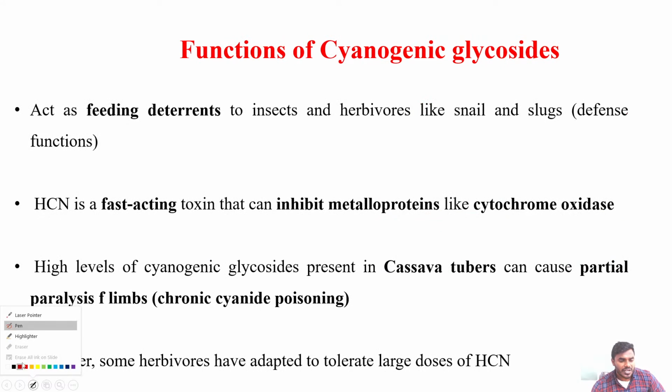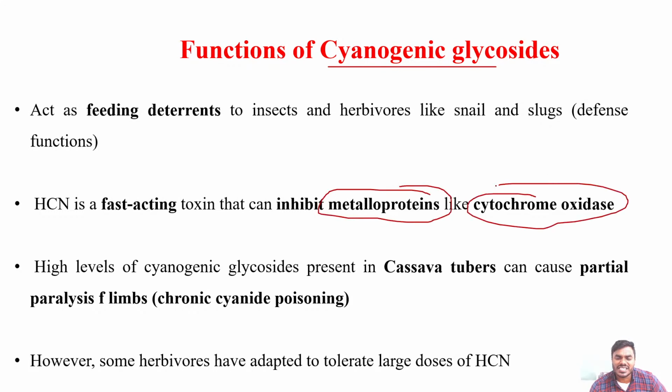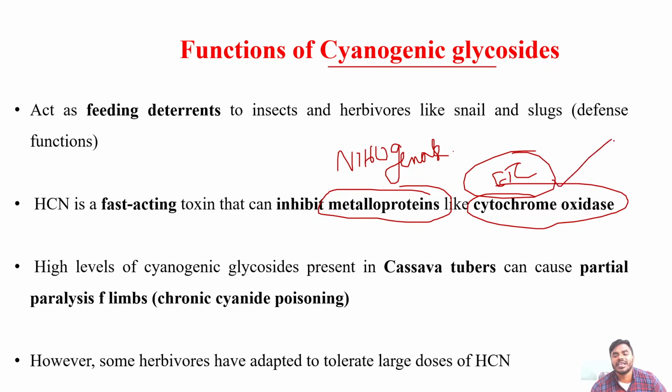So what are the functions of cyanogenic glycoside? Obviously, friends, they are toxins, right? The cyanogenic glycoside can inhibit all the metalloproteins and several enzymes which are present in the plant. Metalloproteins like nitrogenase enzyme are easily inhibited by the cyanogenic glycoside. Cytochrome oxidase, which is present in the electron transport chain, also can be easily inhibited.